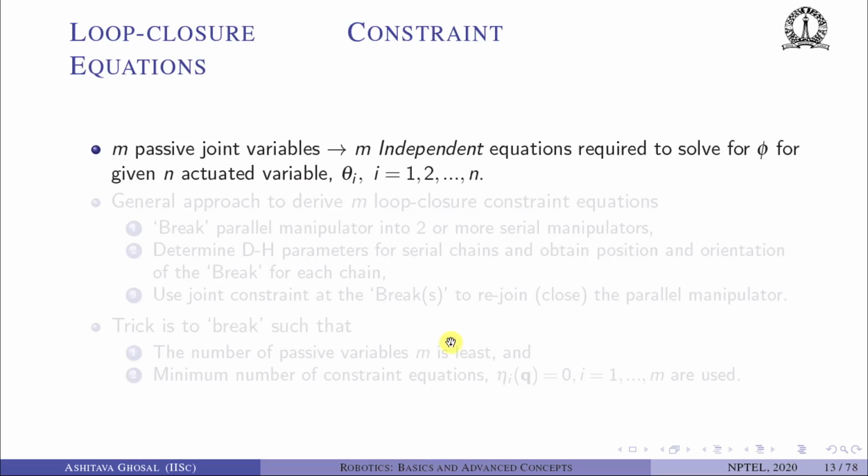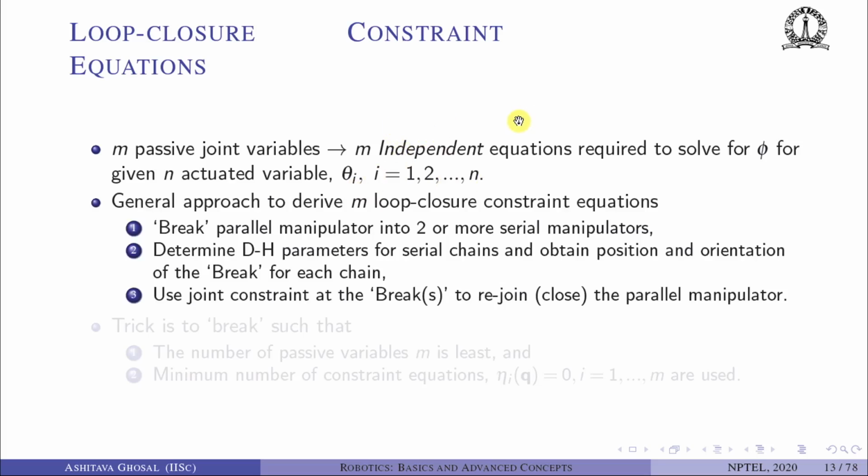So what is the motivation? We have m passive joint variables, so m independent equations are required to solve for the m phi's. We can at most specify the n actuated variables theta i, 1 to n, but we need somehow to evaluate what the values of the m passive joint variables are.